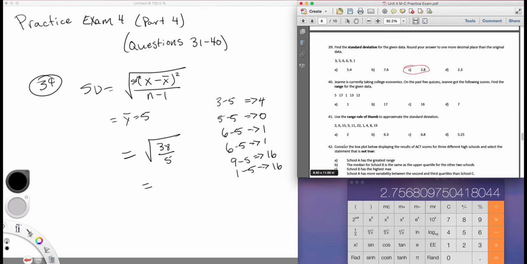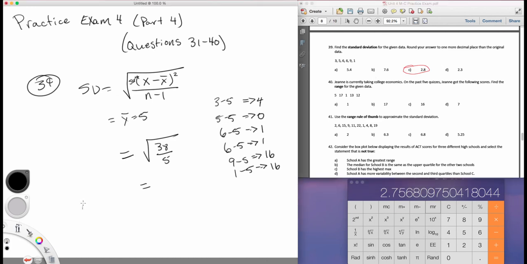On 40, Jian is currently taking college economics. On the past 5 quizzes, she's got the following scores: 5, 17, 1, 13, and 12. Find the range for the given data. So that means you take the highest value and you subtract the lowest value, and that will give you your range. So in this case, our highest value is 17, and our lowest value is 1. So 17 minus 1 is 16.